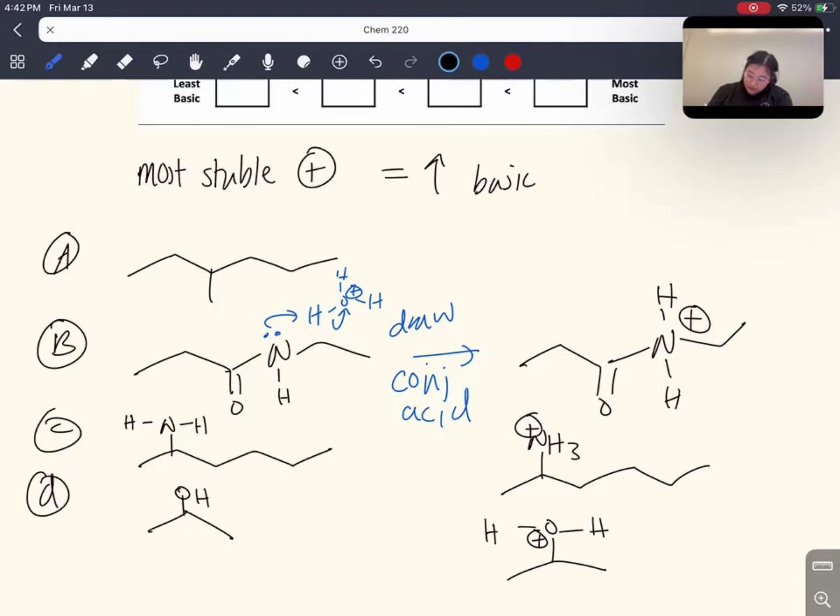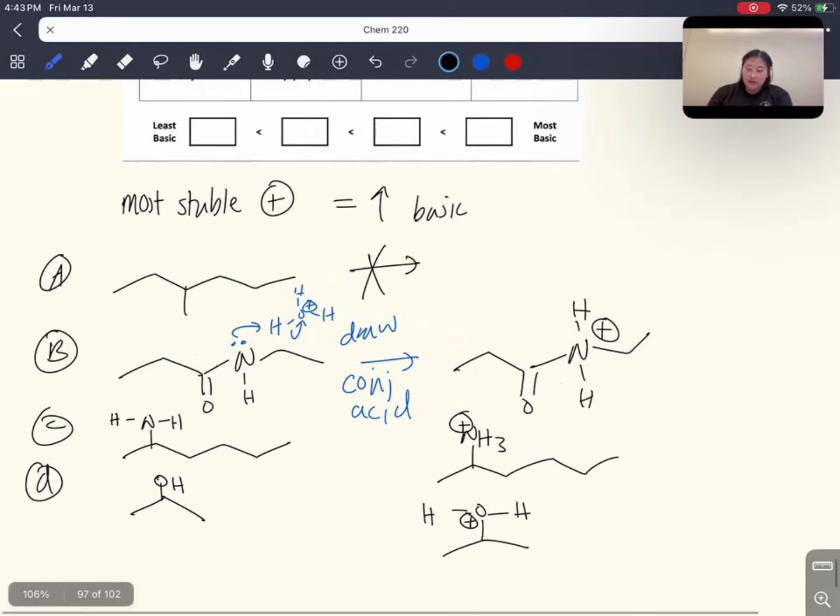Now, the thing about A is that there are no lone pairs on an alkane, right? All your carbons are bonded to hydrogen. There's no lone pair available. So A is not basic at all because there's no lone pair that can accept the hydrogen atom. That is why I would always suggest drawing out your conjugate acid or conjugate base, because sometimes you'll realize, wait a minute, you can't even form a conjugate acid for A. It's not basic at all. And so A would be the least basic right off the bat, because you can't even form a conjugate acid.